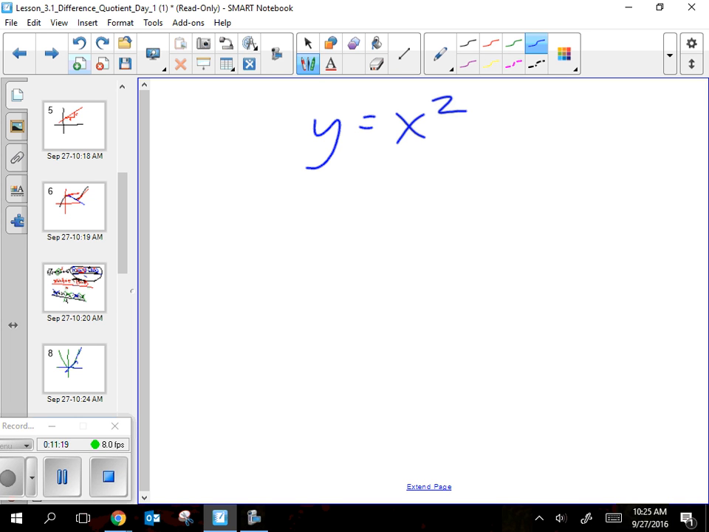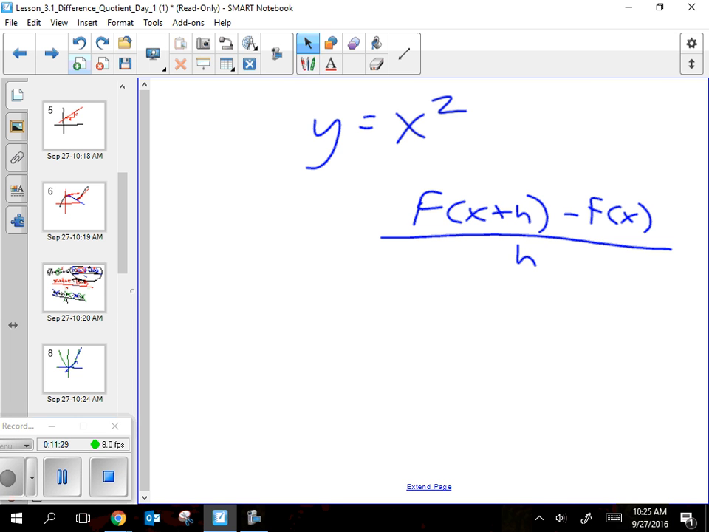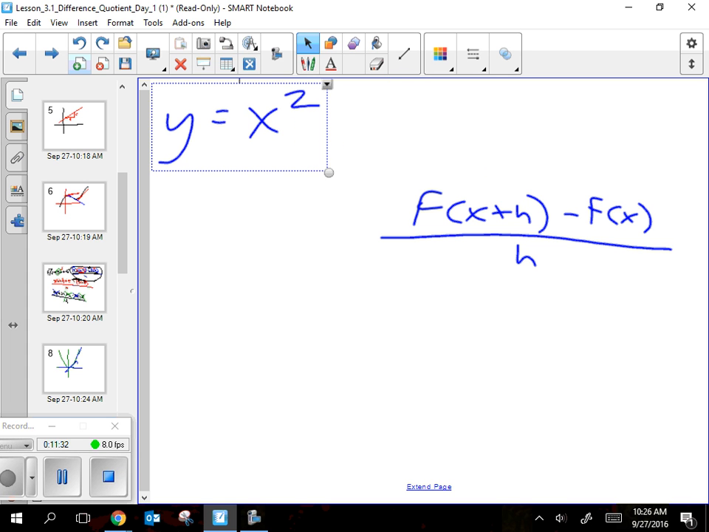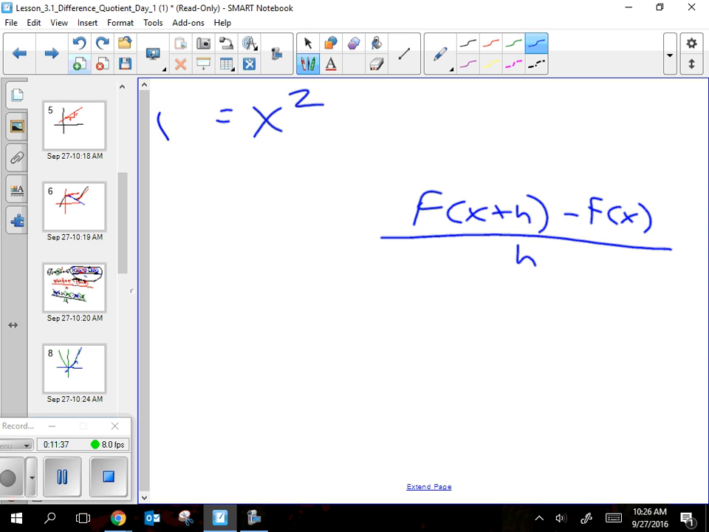How does it start? Keep going. Yep, that's the difference quotient. So now use that. This is your function. That's f of x. I'll pause while you do that. All right, I'm ready. Fire when ready.